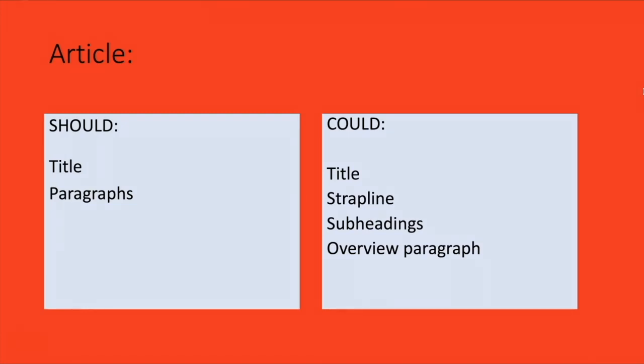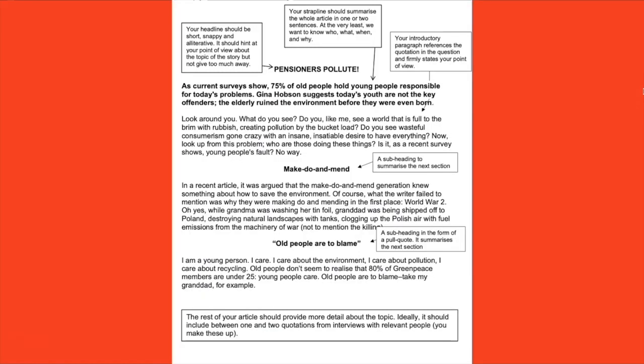Let's look at an example taken from Mr. Bruff's Guide to GCSE English Language. This article is about how young people are not to blame for creating pollution. First up, we have a headline, which hints at the topic, often using alliteration. The idea here is you take a quick look at the title and work out if it might be something you're interested in reading more about.